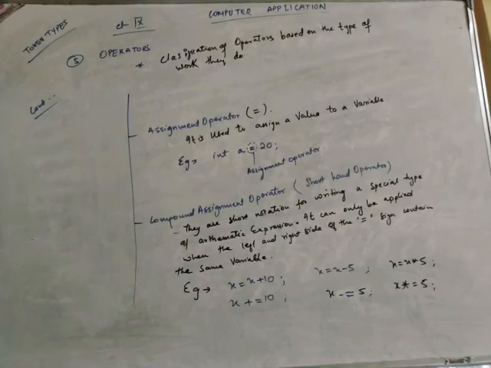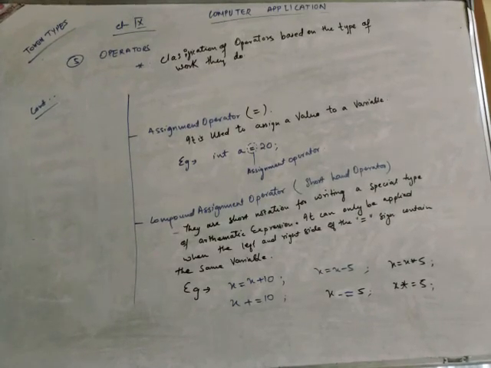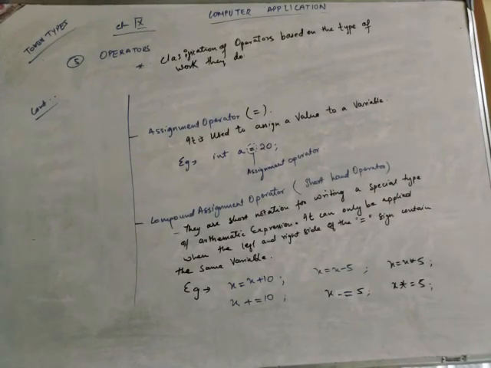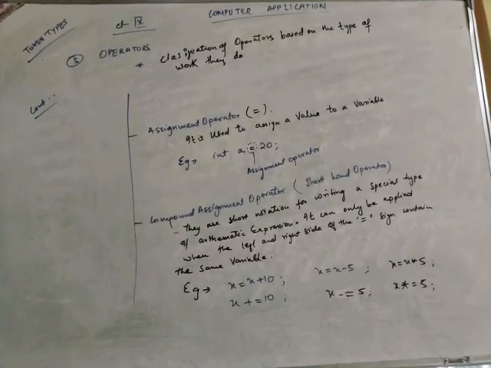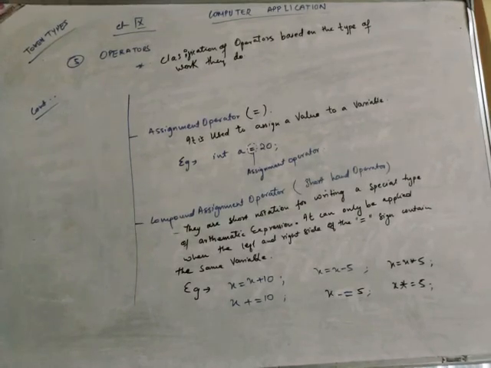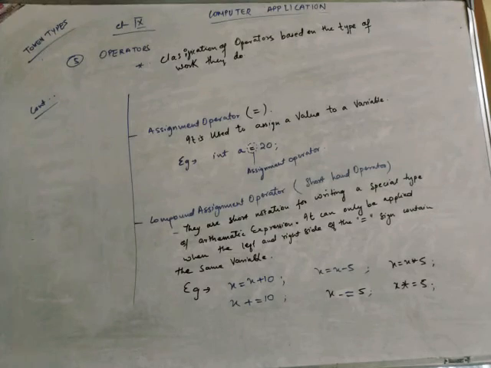We use them as a short notation for writing a special type of arithmetic expression. Clear? If the left and right hand side of the equation contain the same variable, then only we can apply this. Okay, so these are the basic examples for understanding compound assignment operators.